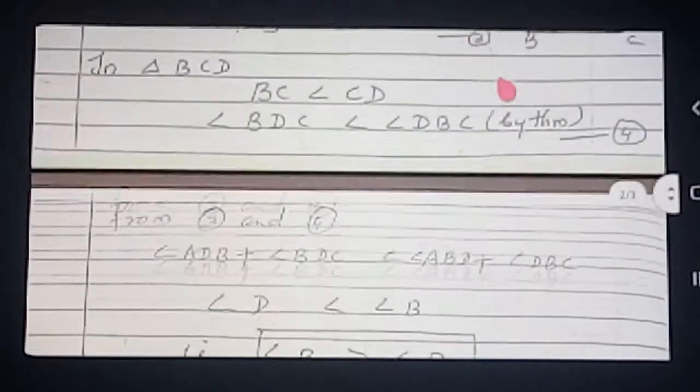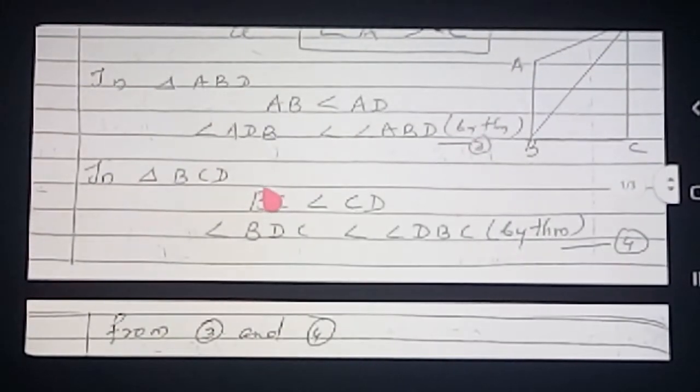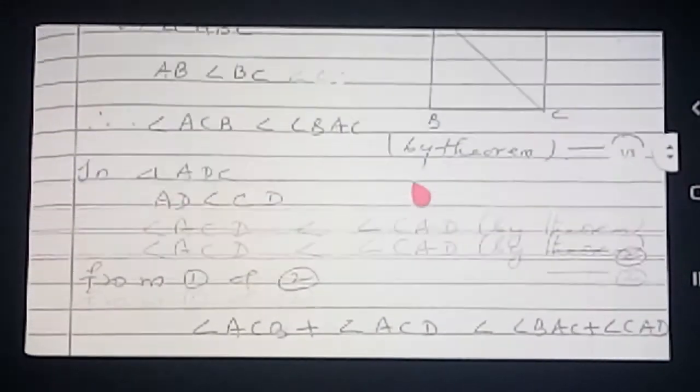Similarly, we can see the addition. ABD plus DBC is angle B, and ADB plus BDC is angle D. See here, both angles added. Now what are you getting? Angle D is less than angle B. Angle D less than angle B, then which angle is greater? Angle B is greater than angle D. This is the second part of your question.